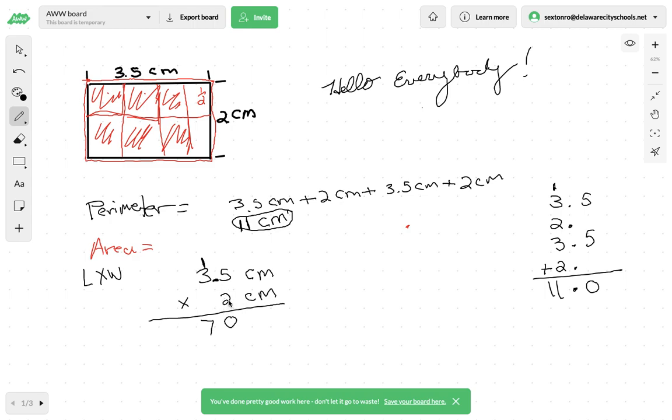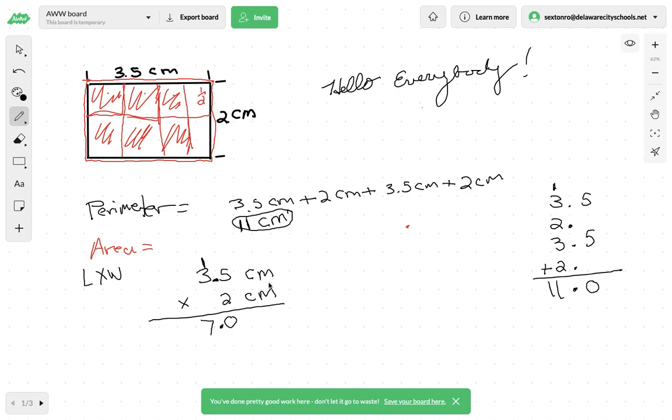But I need to decide where my decimal goes. How many decimal places do I have in this number? Well, a decimal digit is just a number to the right of the decimal. This is a whole number. This is a decimal digit. So I've got 1 decimal digit here. Do I have any decimal digits in the 2? No, I don't have any. 2 is all whole numbers. So I've got 1 decimal digit total. So my answer has to have 1 decimal digit total, which means my answer is 7.0.